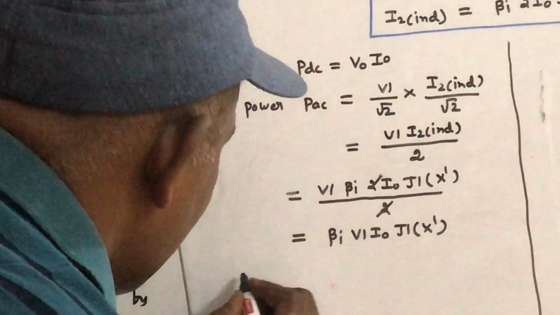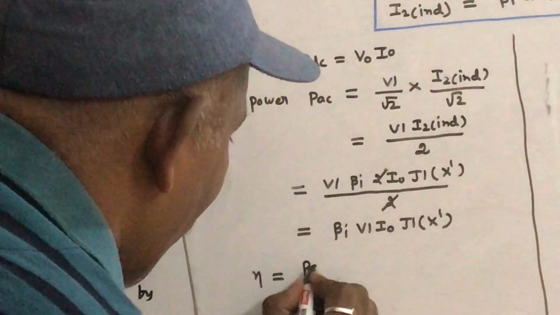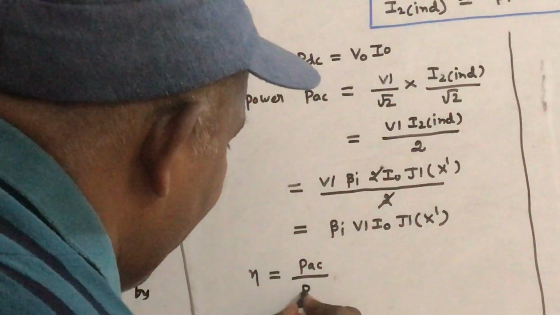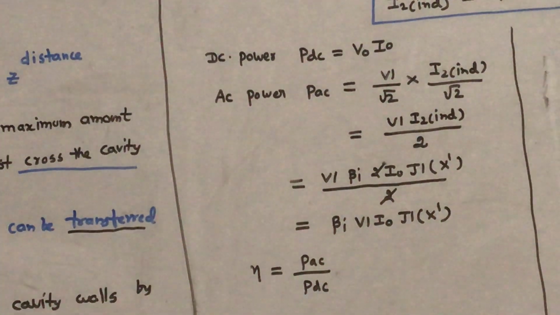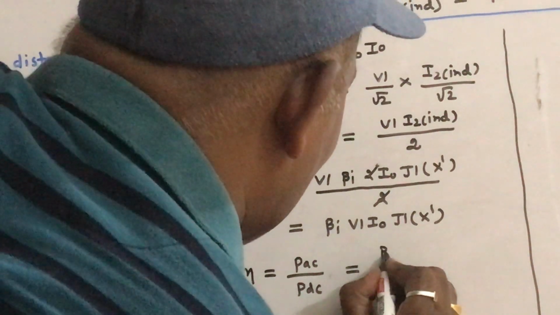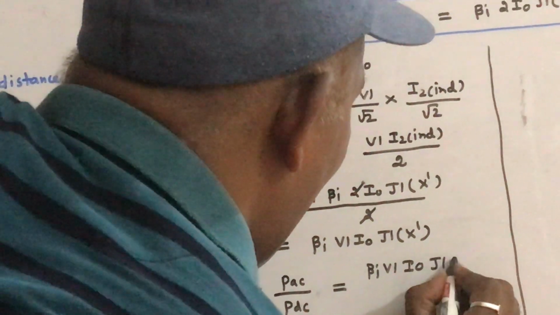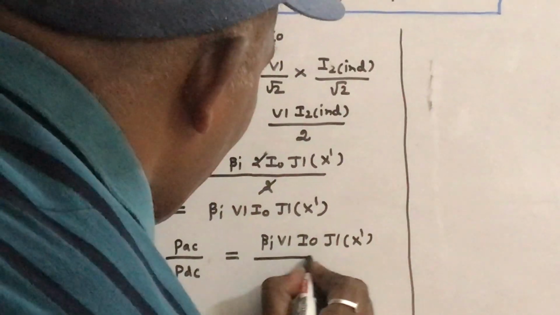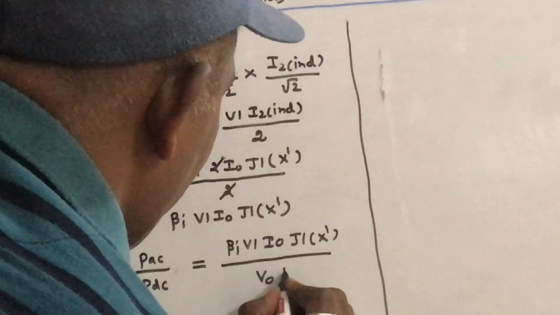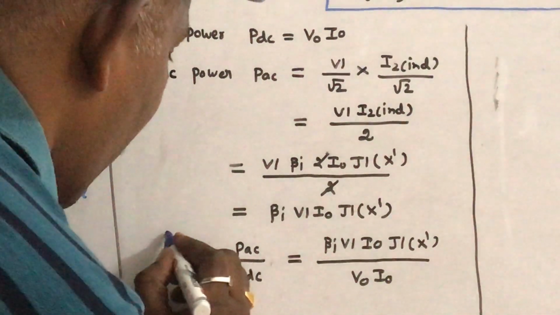Therefore what is the efficiency? The efficiency is defined as AC power delivered to the DC power supplied to the structure. Substitute these values. What is PAC? Beta I V1 I0 J1 of X dash, divided by what is the DC power supplied? V0 into I0. So this is the efficiency.